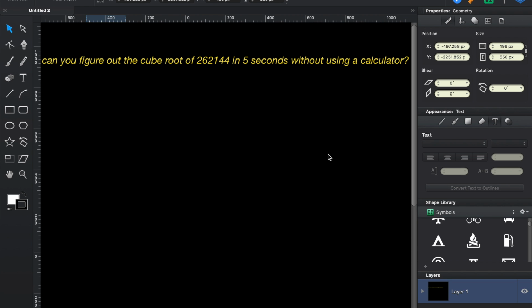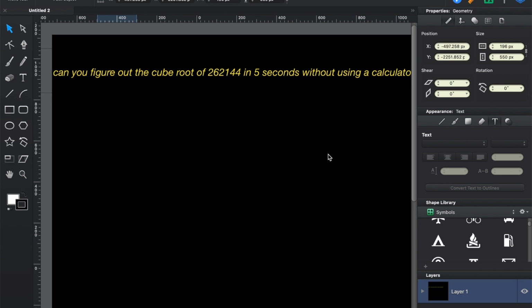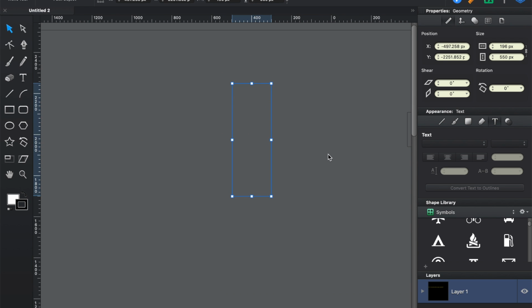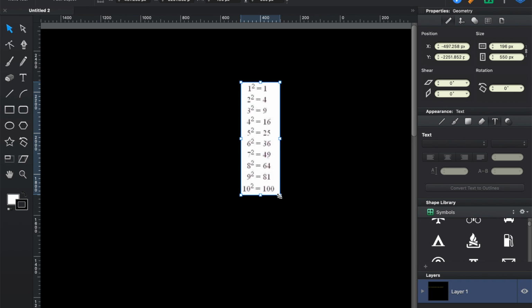By the way, it's a trick. This trick only works for numbers up to 1,000,000, which is 100 cubed, or 100 times 100 times 100. It won't work for something like 7,283,000, whatever. So what you need to know about these is you have to know these roots.